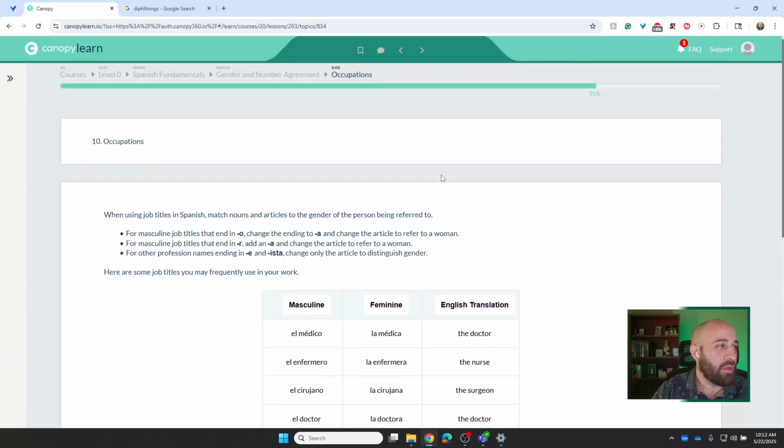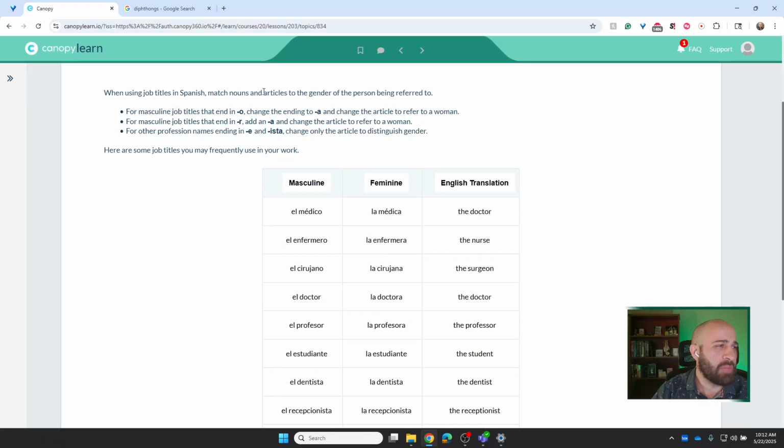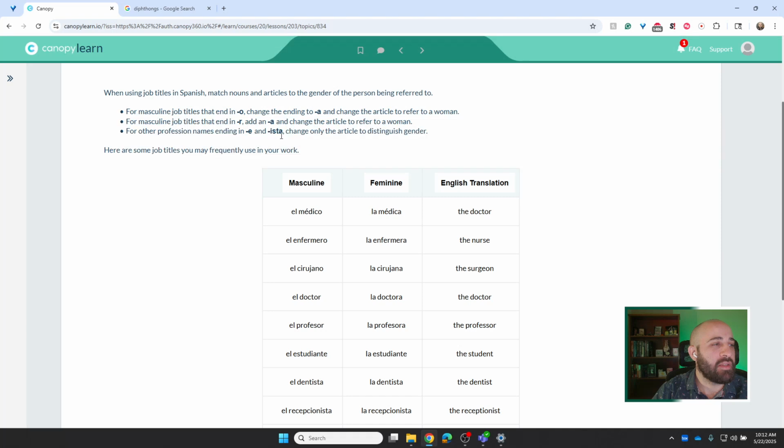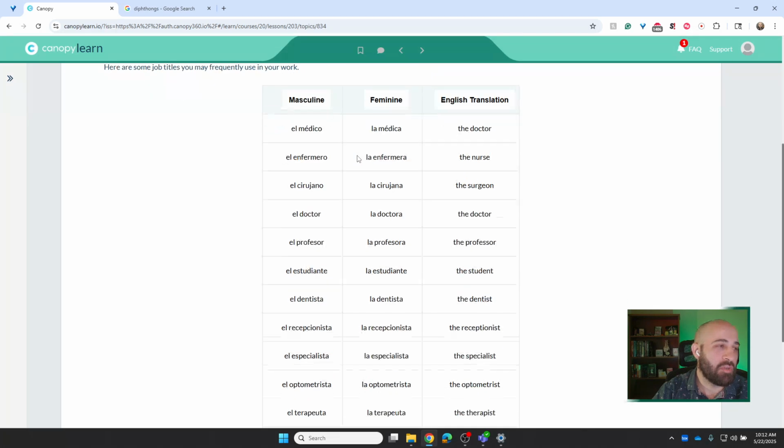All right. Occupations. When using job titles in Spanish, match nouns, articles, gender, and the person referred to. For masculine job titles that end in O, change the ending to A and change the article to refer to a woman. For masculine jobs that end in R, add an A and change the article. Okay. For other profession names ending in E and ista, change only the article to distinguish gender. Here are some job titles you may frequently use in your work.